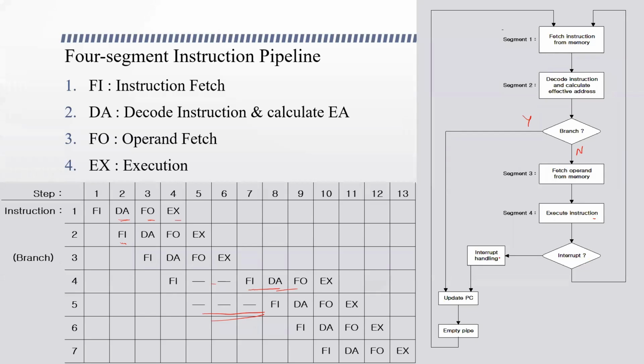We also check for interrupt, if there is an interrupt that needs to be handled. Same operation: we need to update PC and empty the pipe, because this also stops the normal execution. The pipe needs to be left empty and it goes to execute the interrupt service routine. If there is no interrupt, go and fetch the next instruction in sequential order.